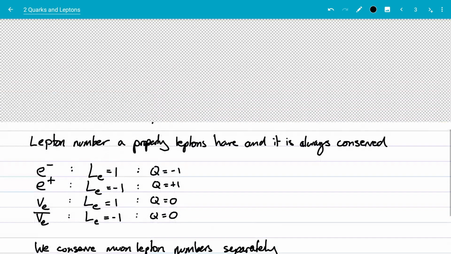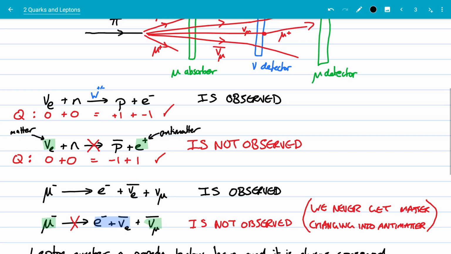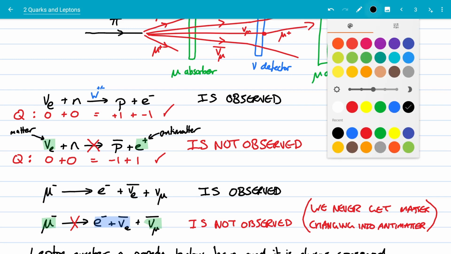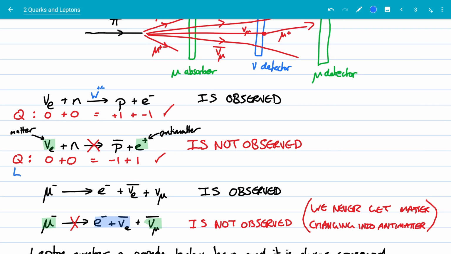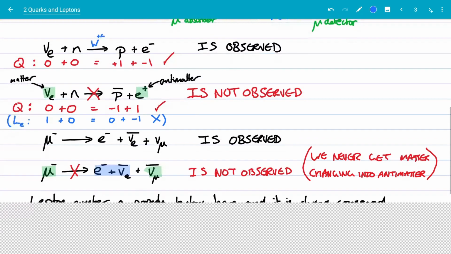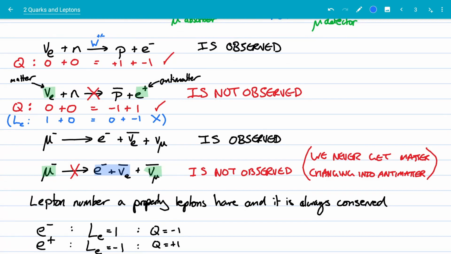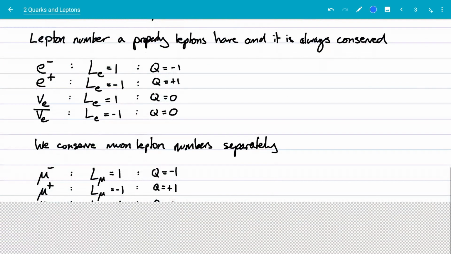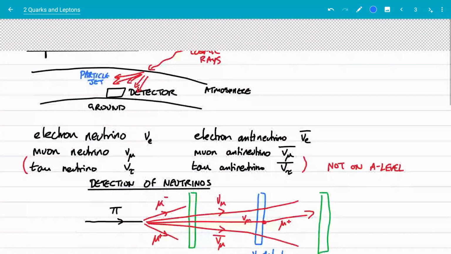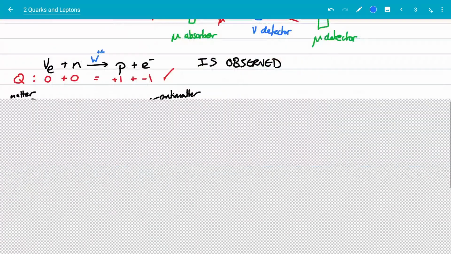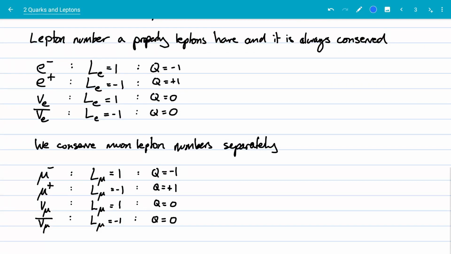So if you want to check whether an interaction is possible, just like we did here, where we laid out our Q's, you would also lay out L's. So lepton number, this is 1 plus 0 is equal to 0 plus, well, this is antimatter, minus 1. Does not work, is not observed. Just like that. And there's no muons in there, so there's no point looking at muon lepton number conservation. And that is how leptons do work. That's what leptons do. It's why lepton number is conserved.